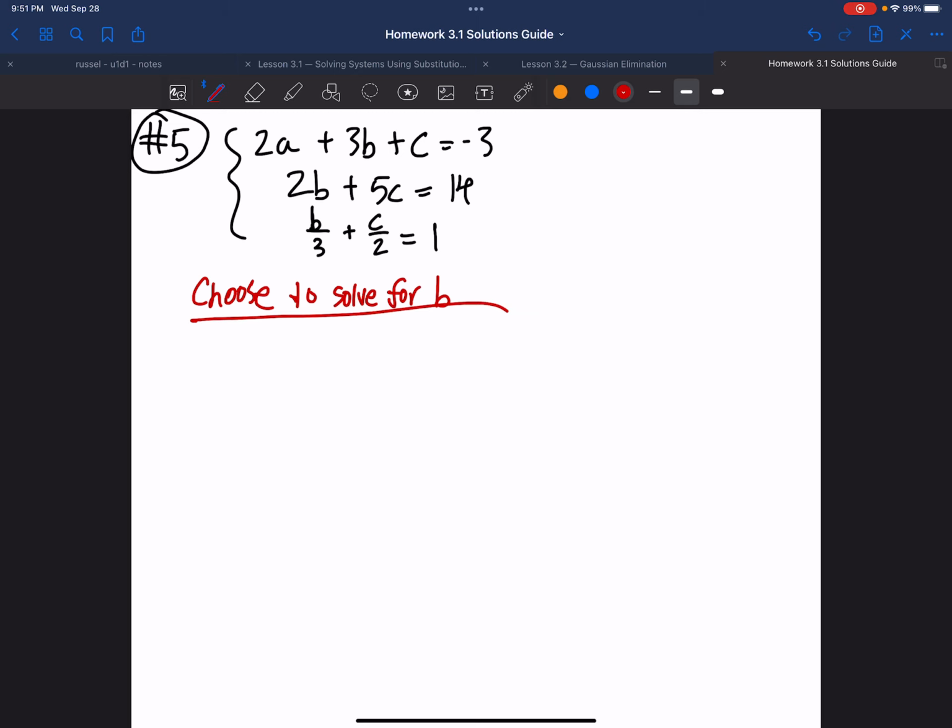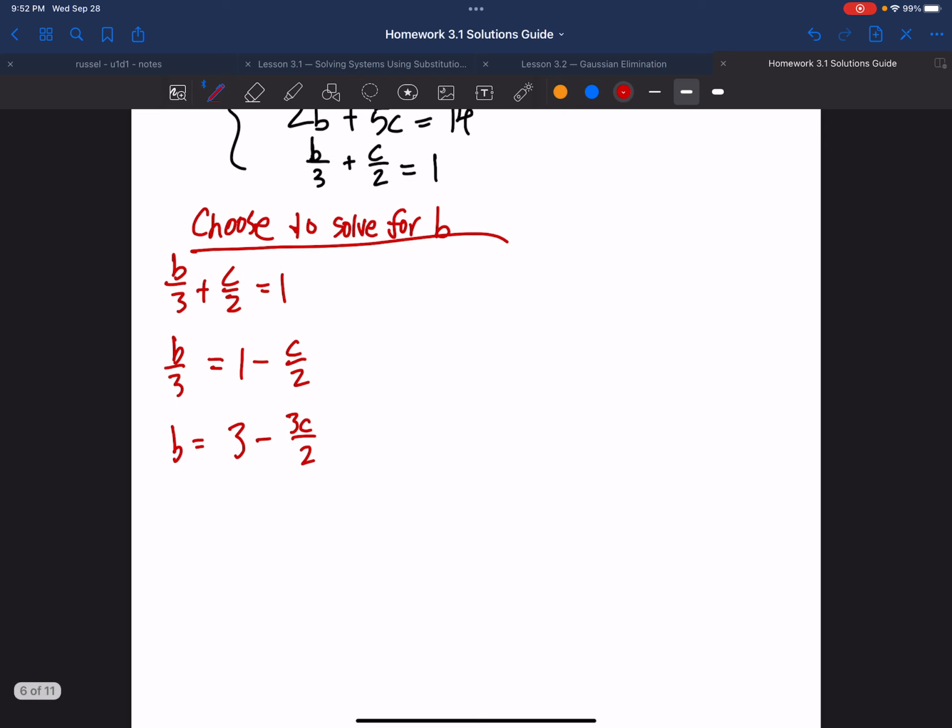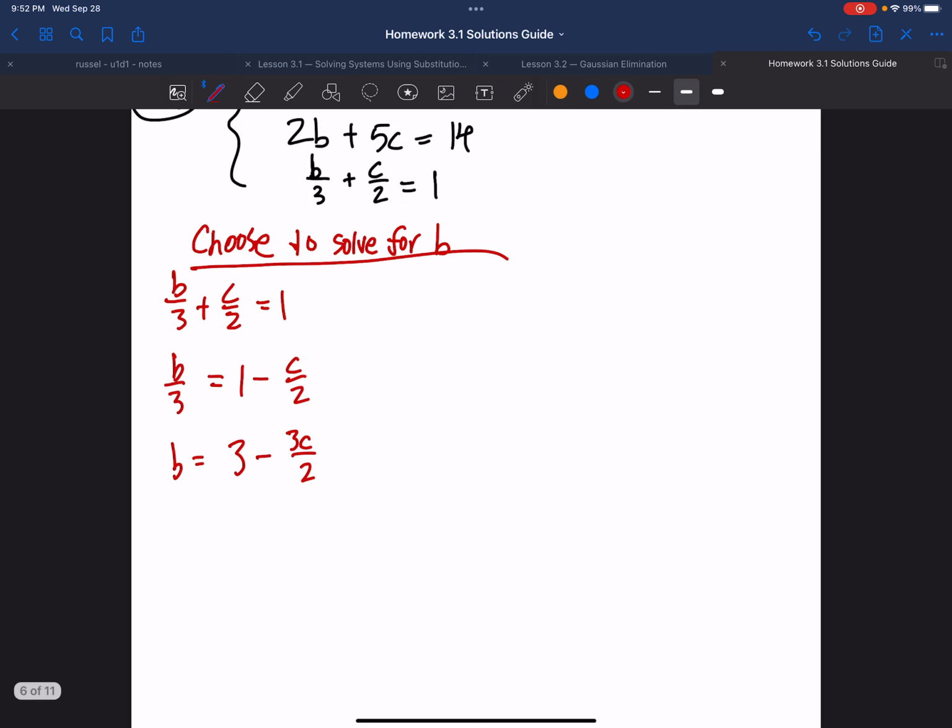Okay? So B over 3 plus C over 2 equals 1. I will subtract C over 2 to the other side. And then to get B alone, I will multiply by 3. B equals 3 times 1 minus 3 times C over 2, so 3 minus 3C over 2. Okay? And then we will substitute that into the other equation, being this guy. So this B gets substituted into that B.